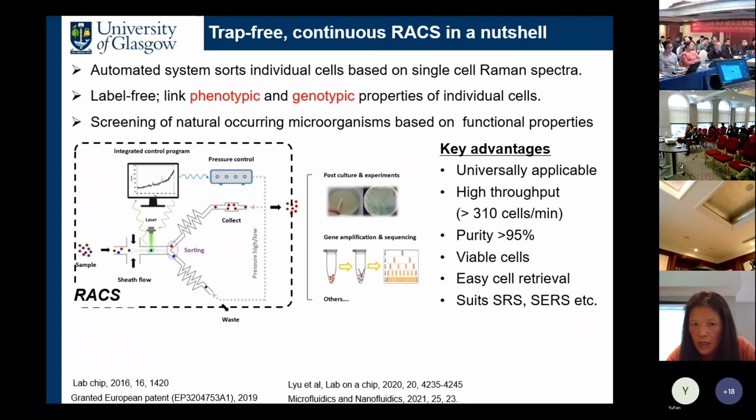I have mentioned to you, the flow-based system has no effect on cell viability, so the collected cells can be used for further culture or genetic sequencing. And this is very important because it allows us to link phenotype function with genetic identity of individual cells.